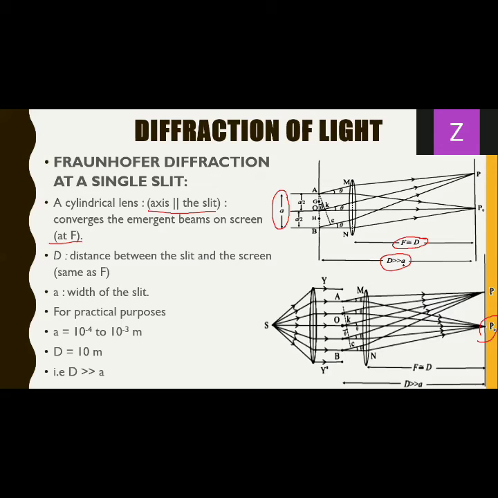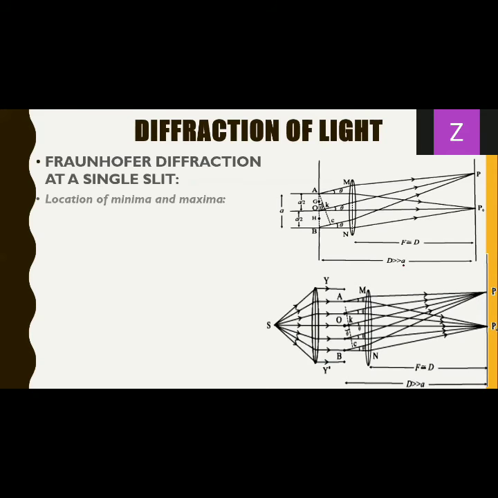So based on this particular diffraction pattern, now we are going to see the location of minima and maxima. For the location of minima and maxima, what do we have? Now obviously, if you look at this particular diagram, what do we get? We get two sets of parallel rays which originate at a slit element. Okay, one set which actually forms at P0.